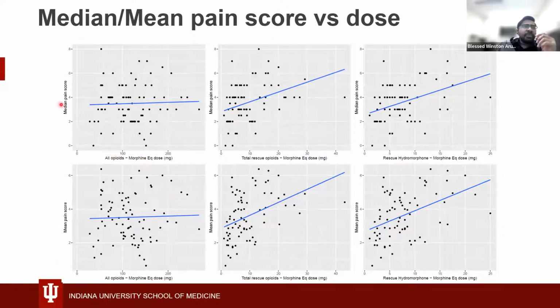So the median pain score, you see that there's no relationship with the morphine equivalent dose. There seemed to be some trend in all of these. You can see that median pain score is related to the amount of rescue opioids used. So the more the pain, the more rescue opioids used. Makes sense. Maybe there is some trend there.